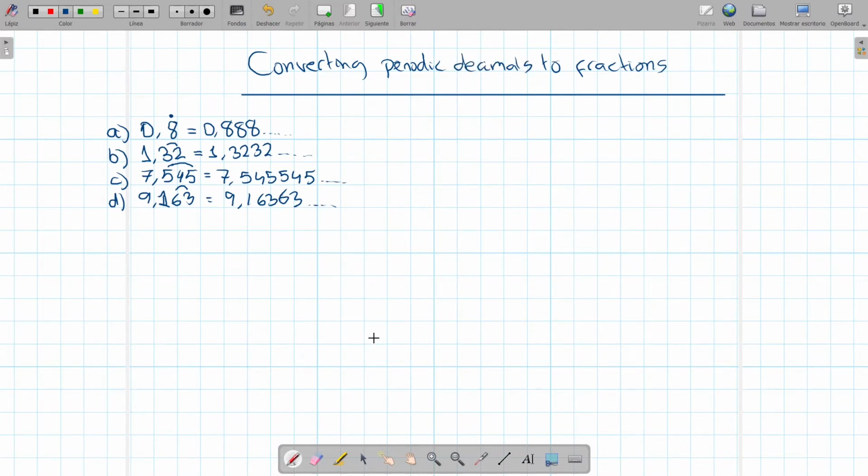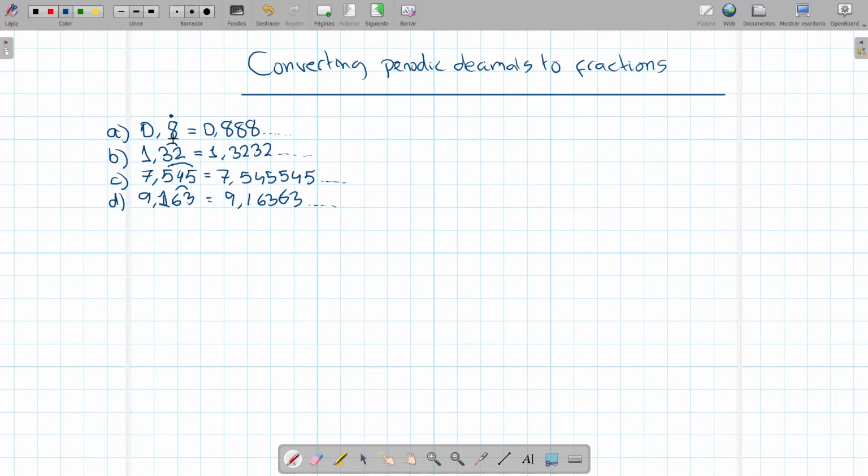Why do we want to do this? Well, basically because A, it's easier to write a fraction than something that is repeated infinitely, and B, it's easy to work with fractions, and it's not so easy to work with decimals. So I've given you here some examples.